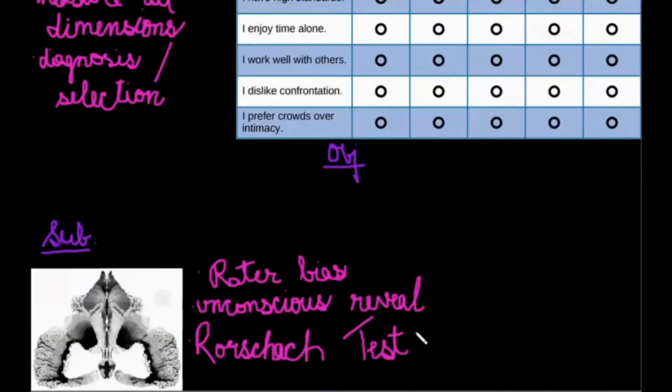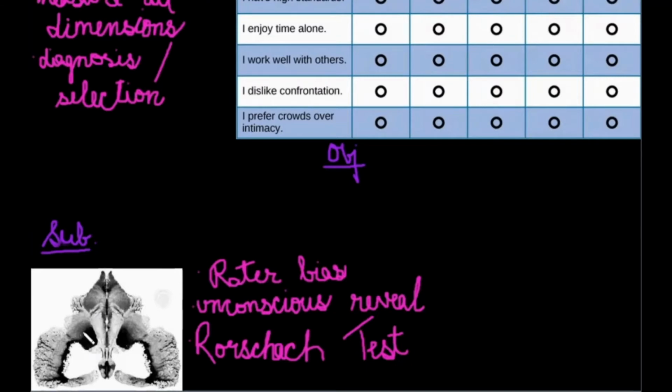Okay, moving on to the subjective test. This is the Rorschach test, the Rorschach ink blot test. This is a very popular subjective test, and we will read about it further in our next unit. Subjective tests are also known as projective measures, by the way.